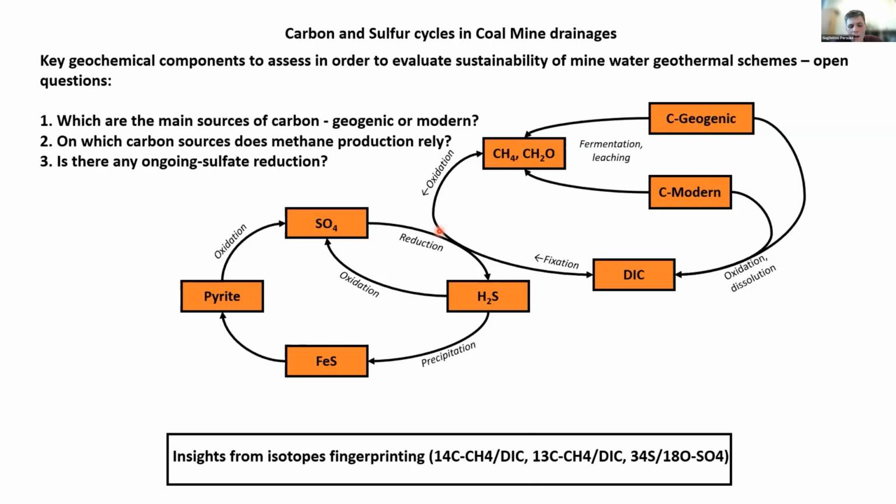So our isotope fingerprint approach tries to answer these 3 questions. Basically, what are the sources of carbon in the subsurface? What are the sources of alkalinity and organic carbon? Is it a geogenic source, so basically older than 50,000 years, or are we dealing with more modern sources? And on which carbon source does the methane production rely, and should we consider sulfate reduction an ongoing process in understanding the geochemistry of the coal mine groundwaters?